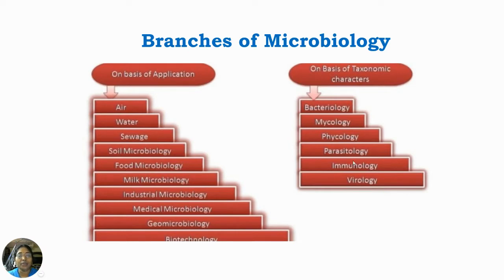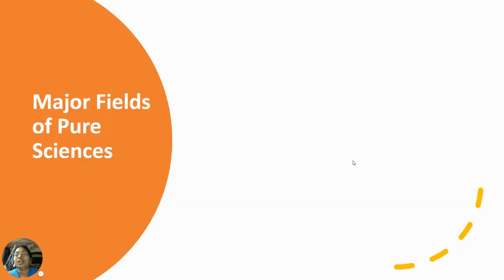First, we will go with pure microbiology. These are the major fields, or branches, under pure microbiology, of which the first one is bacteria. If you are studying only the bacteria and their characteristics, everything, the morphology, the cultural characteristics, all of this, that type of study is known as bacteriology. If you want to study fungi, then that type of study is known as mycology.